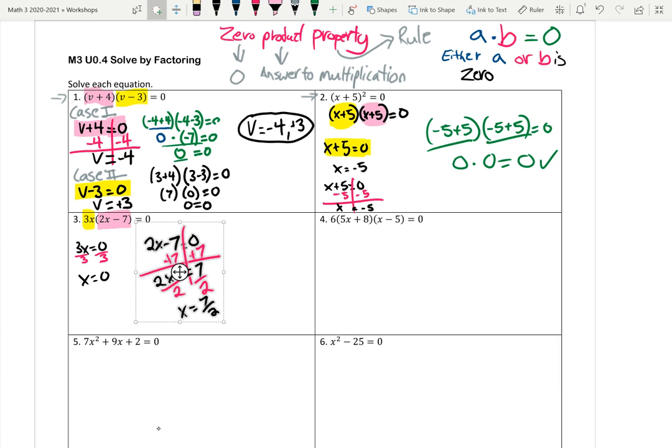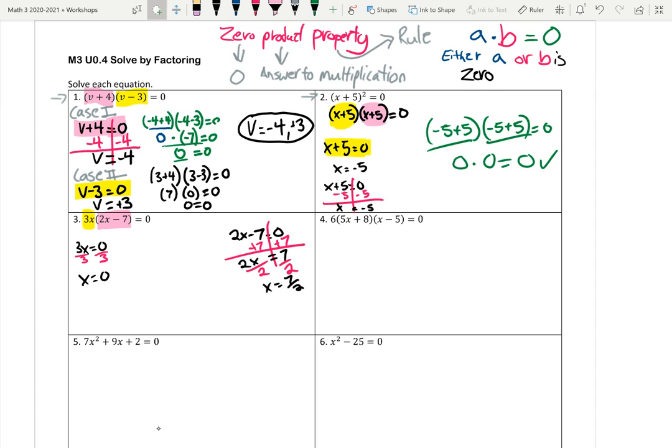I do have to check. I really, really do. There's no way around it. To help organize my work, I'm going to go ahead and call this case 1 and case 2. And let's get this started. Let me plug in 0. 3 times 0 times 2 times 0 minus 7 equals 0.